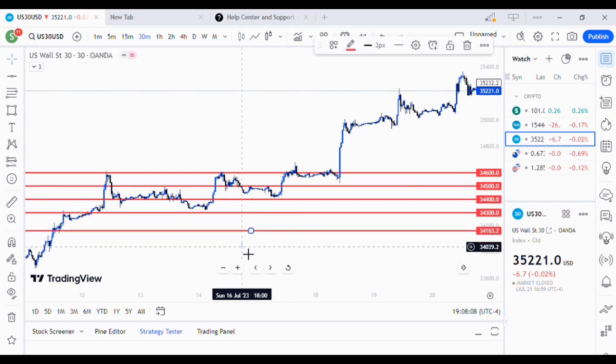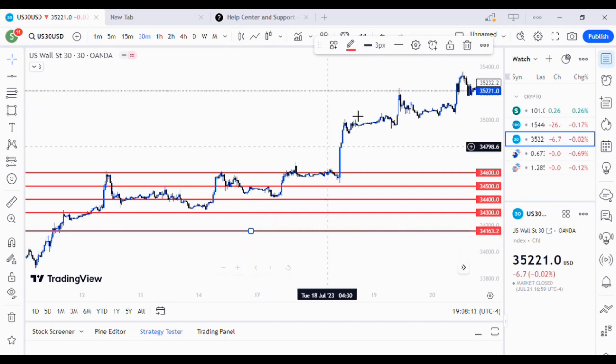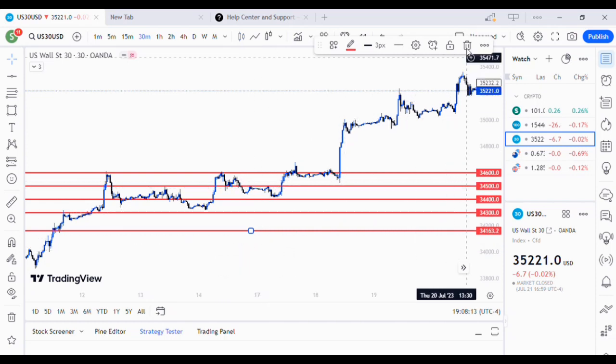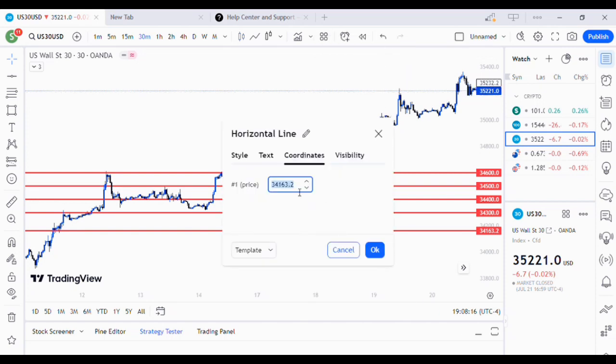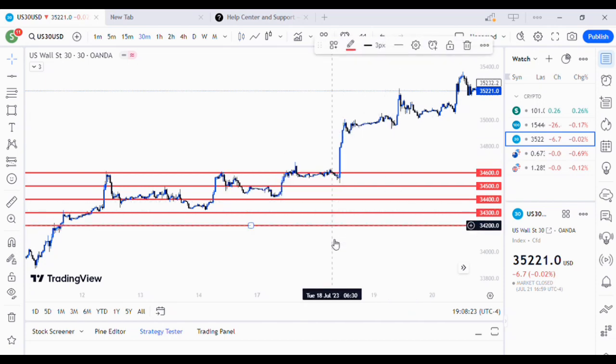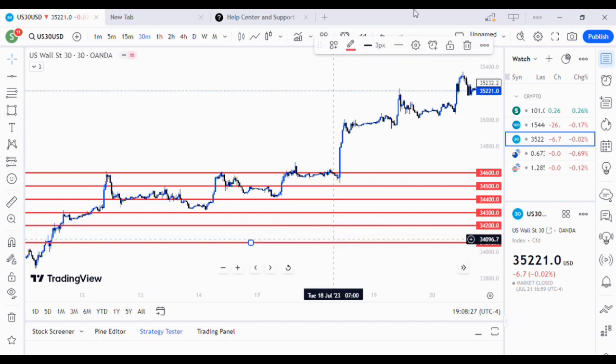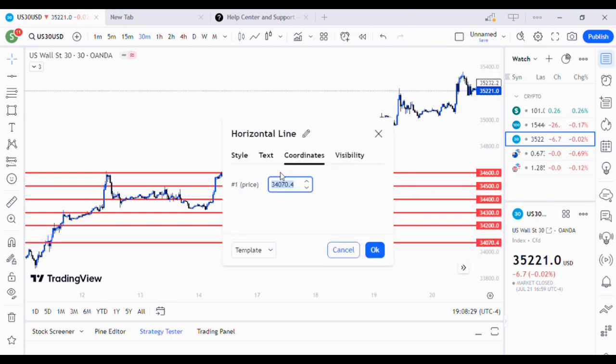All right. So now that we understand what a psychological level is, what are we going to do? You have to go to your chart. I want to advise you, go to your chart, plot those levels on your screen. It's very, very important. And right now, let's plot the levels.